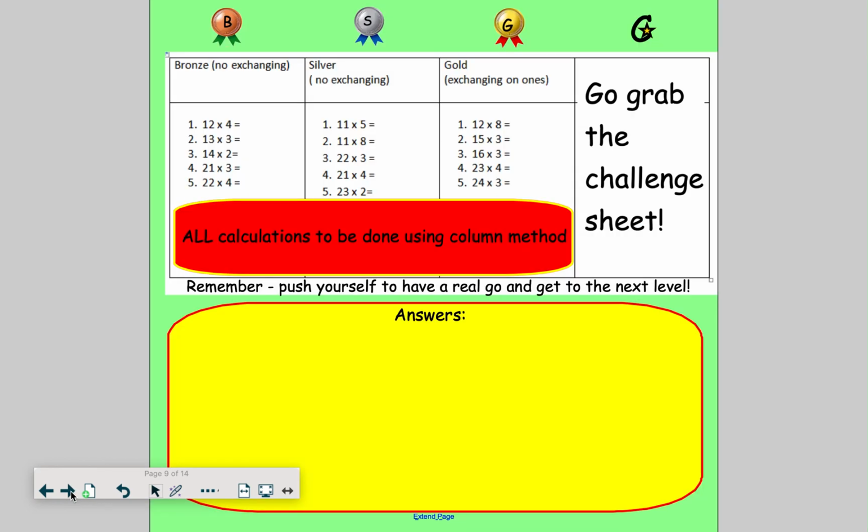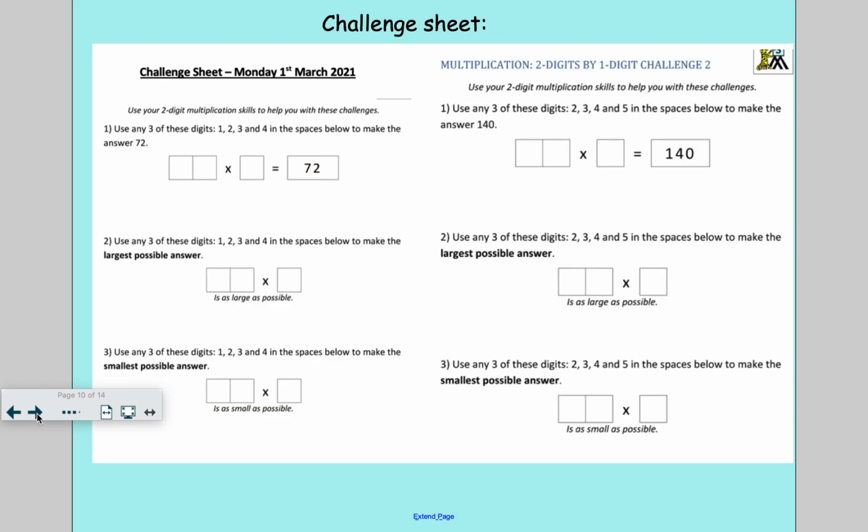Okay, moving on. So here's today's work, nice and easy. All calculations, whichever column you choose to do, need to be done using the column method. Okay, so you're going to pause the video here and crack on with your work. If you finish one of your columns, if you do bronze, try moving to silver. If you finish silver, try doing gold. If you do gold, get onto the challenge. It says grab a challenge sheet. Don't do that. It's the next slide.